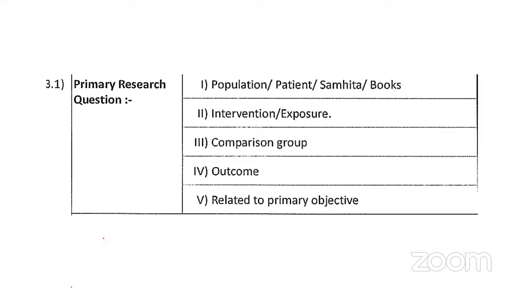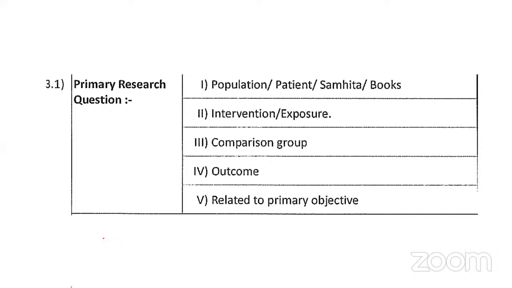Next, what exactly are we doing? Is it an intervention or is it an exposure? So it is just an observation or intervention that we have to decide, and that should come in our primary research question. Then whether it will be performed on a single group or multiple groups we are going to involve.